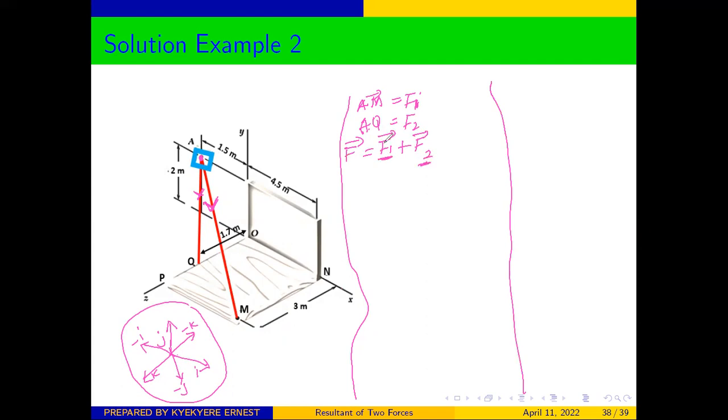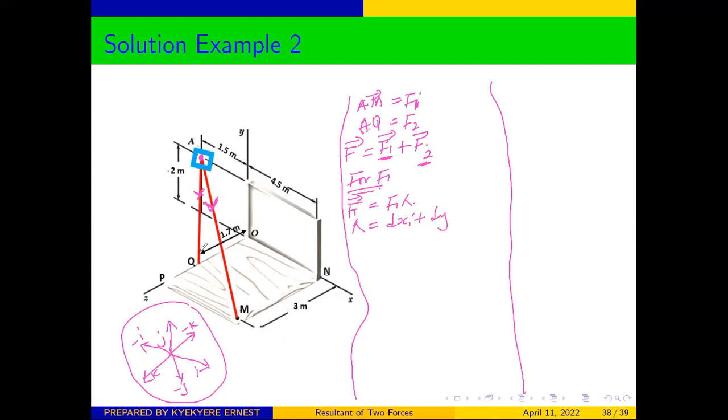What we were given in the question was the scalar form for F1 and the scalar form for F2. So now, let us determine the vector form for F1. For F1, we know that our F1 will be equal to F1 lambda. So let's determine our lambda.